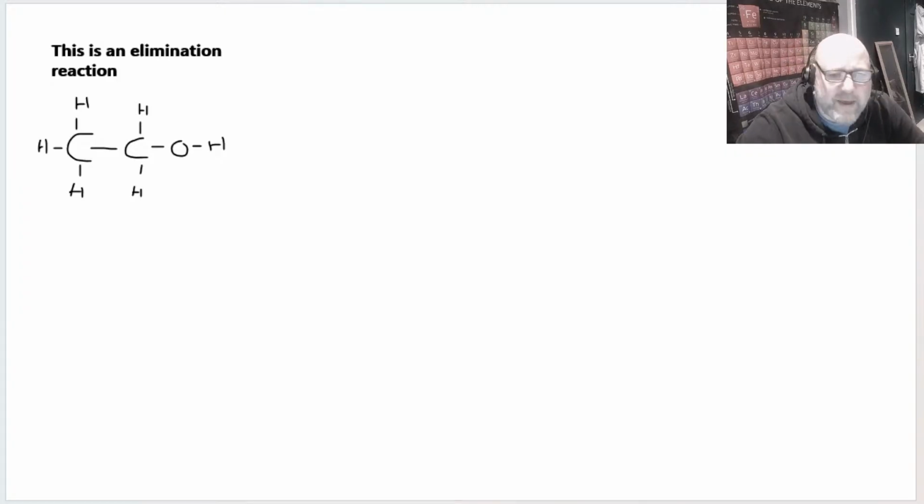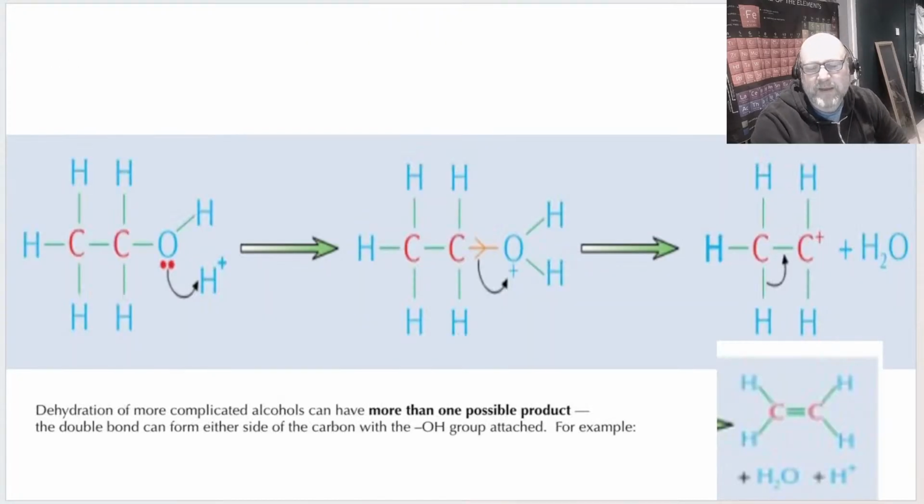They don't often ask about that, but let's have a look at how we dehydrate an alcohol into an alkene. This is something that comes up in core practicals for many of the topics, many of the exam boards. So this all looks a bit confusing. This is a reaction mechanism you have to know about.